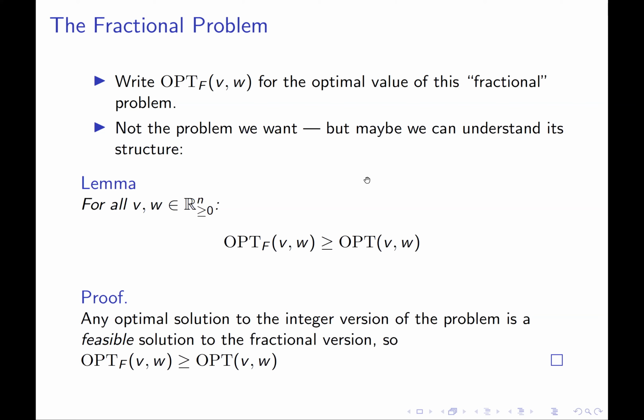So because this fractional version of the problem is only less constrained than the integer version of the problem, we can order these objective values. The optimal fractional value can only be bigger than the optimal integer value, not vice versa. We don't know how much bigger it can be, but it can't be smaller. Okay, any questions about that?